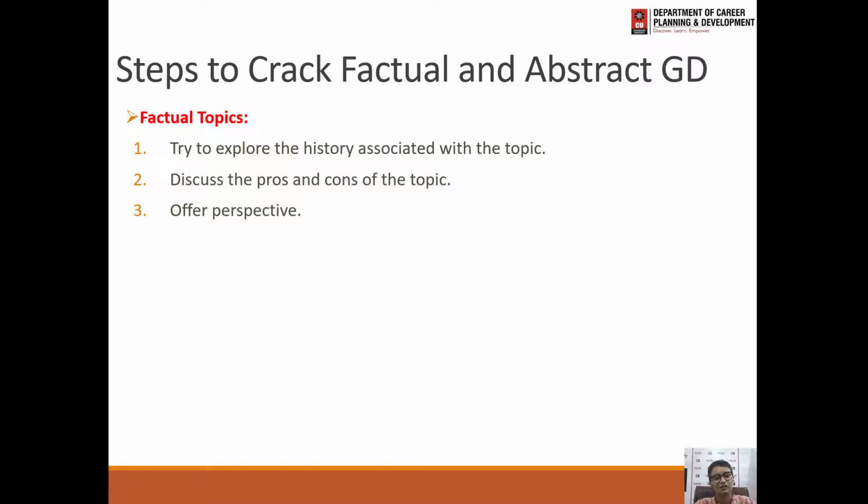Discuss the pros and cons of the topic. It looks nice if you show a balanced approach towards the topic. Don't only talk about the positives and don't always talk about the negatives.